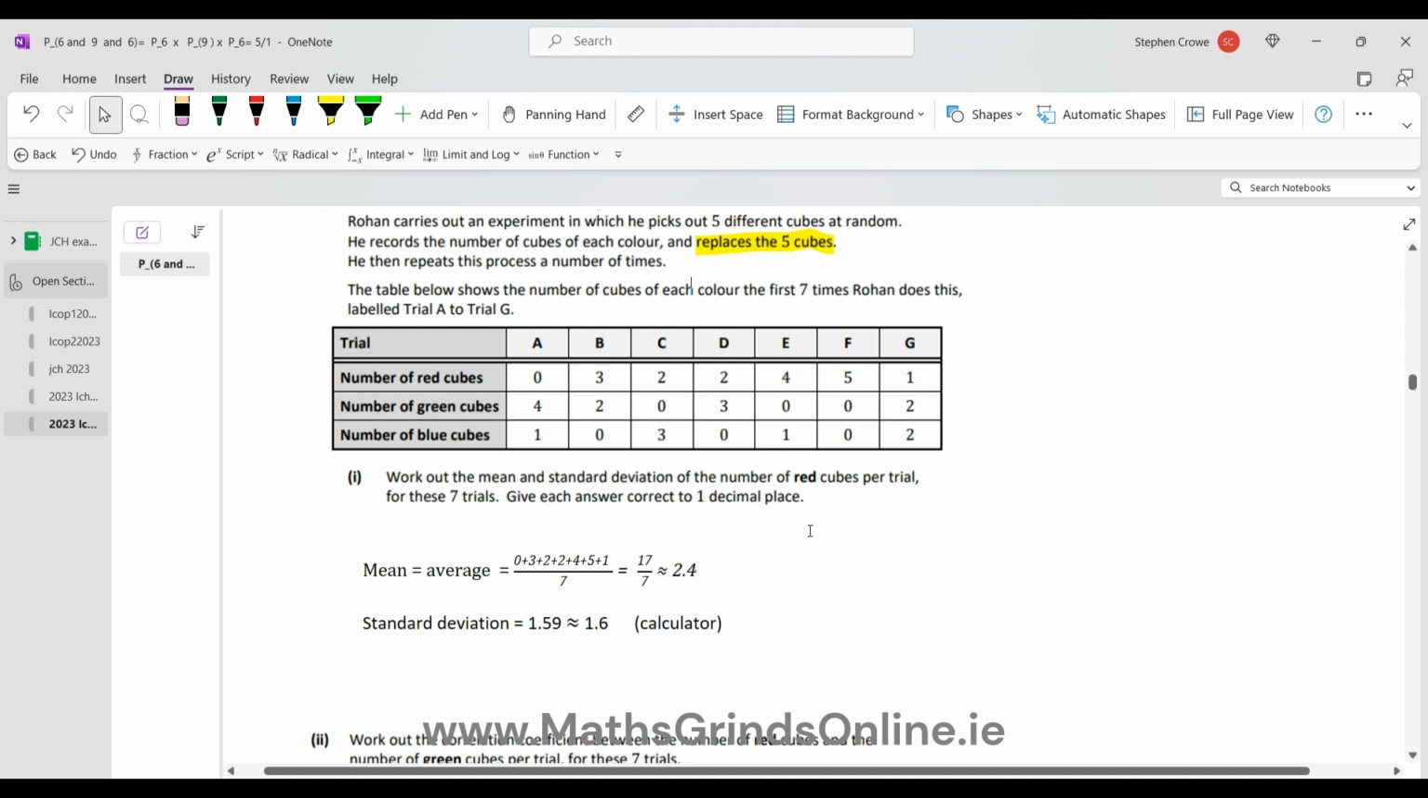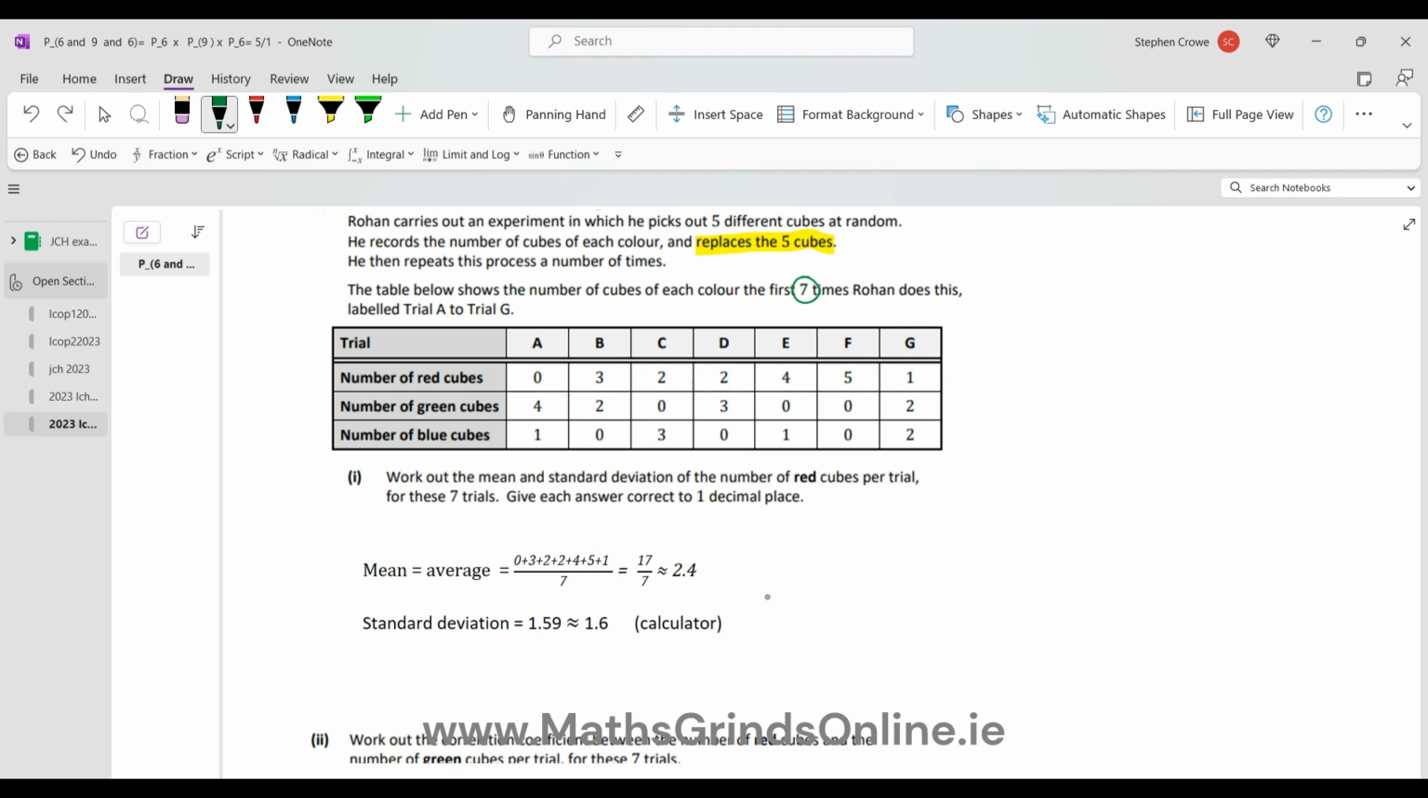Work out the mean and standard deviation of the number of red cubes per trial. So mean, in other words the average, we have to add up the amount of them divided by the amount of options. So A, 1, 2, 3, 4, 5, 6, 7. He did it 7 times and he's labeled his trials as letters. So we're dividing by 7, and for red cubes it's this line here we're adding up, which you can see represented on the top line as well.